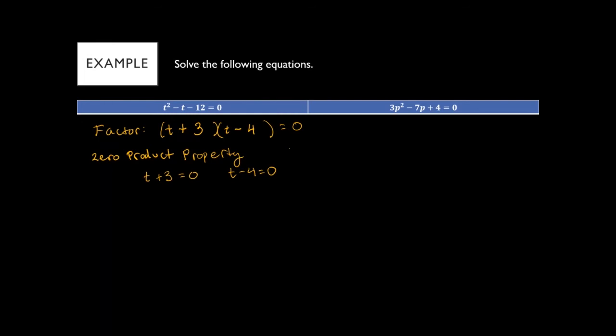So I'll go ahead and solve these. So the first one, t plus 3 equals 0, I'm going to subtract 3 from both sides to give me t equals -3. And then the second one, we add 4 to both sides. And this gives me t equals 4.